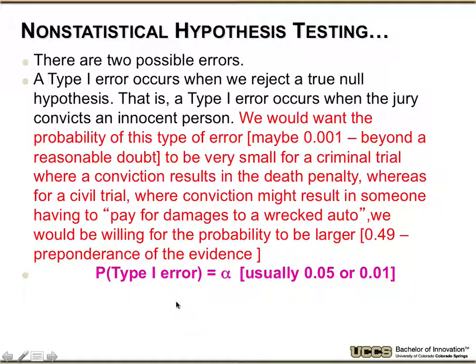So when we talk about this type 1 error, the probability of a type 1 error, in statistics we'll call that alpha, and we generally want it to be small, generally 0.05 or 0.01. In a non-statistical test, we have no way of doing probabilities. But it gives you the idea. So this is the first error: we convict somebody who's truly innocent.